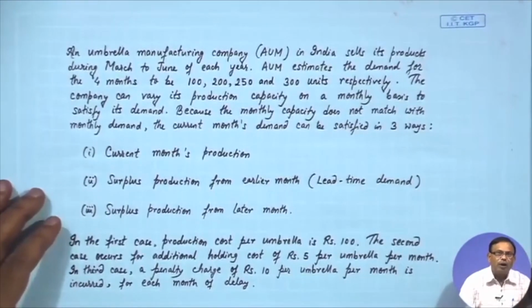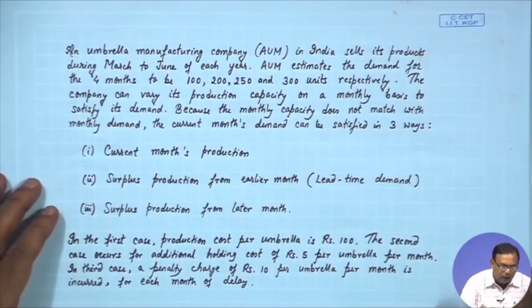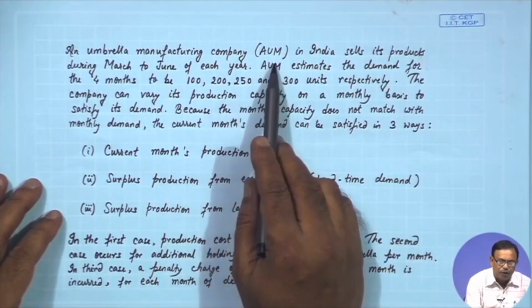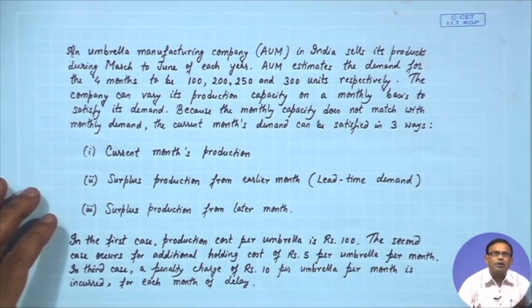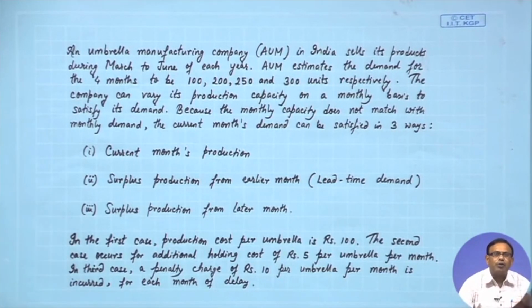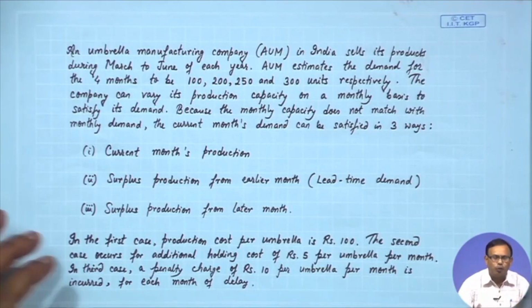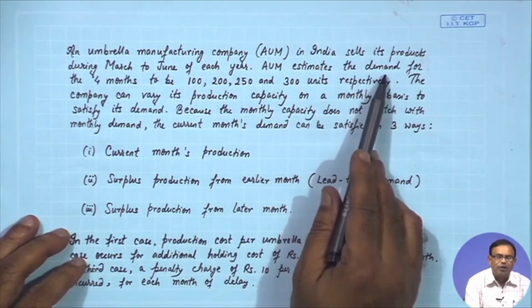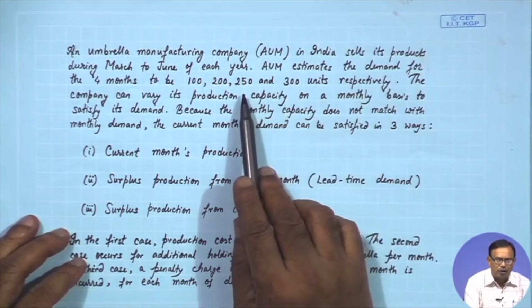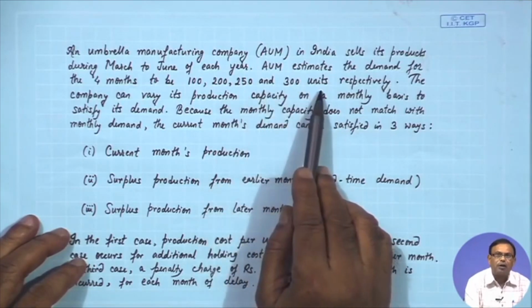Now, let us see from a problem how to formulate the transportation model. You see one example here: an umbrella manufacturing company, which we will afterwards denote as AUM, in India sells its products during March to June every year. AUM estimates the demand for the 4 months March, April, May and June to be 100, 200, 250 and 300 units. So, he is saying the demand is 100, 200, 250 and 300 units.